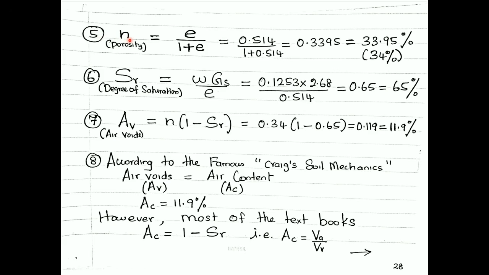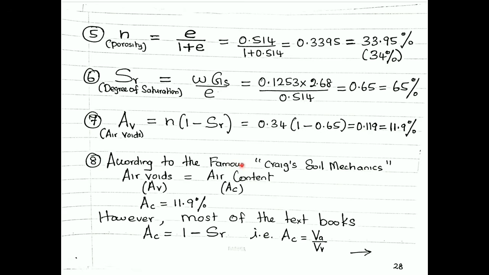Then porosity is equal to void ratio over 1 plus e. Okay, this is the answer. Sr is equal to w GS over e, which gives 0.65, then 65%. Then air voids is equal to n into 1 minus Sr. Check the previous slides. 0.34, this 0.34 into 1 minus Sr, and Sr is 0.119, 11.9%.